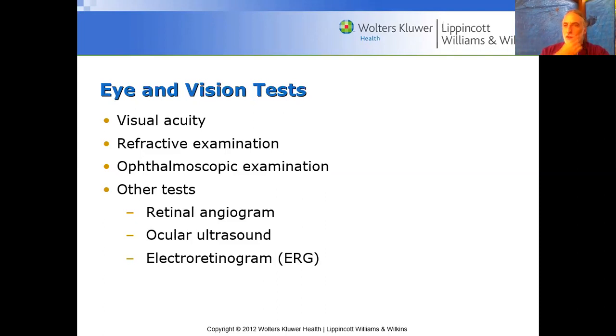So let's start with the windows to the soul. And one of the, I will use the term normal patient, meaning someone without a disorder. So vision. It's one of our major senses for interacting with the world around us and also identifying danger. Okay? The tests that we would be looking at for vision, visual acuity.